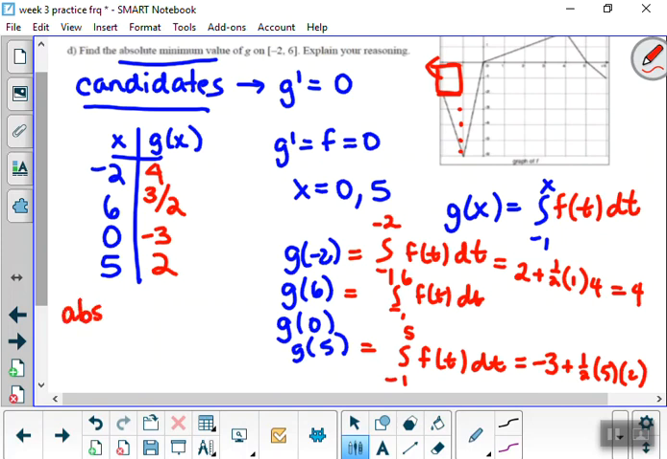So the absolute min for G is -3 at x equals 0. This work is the justification. You don't have to say anything else. You have all the places where you could possibly have the absolute minimum. You have the endpoints, you have the critical values, you have the function value at each of those, and that's the lowest one.